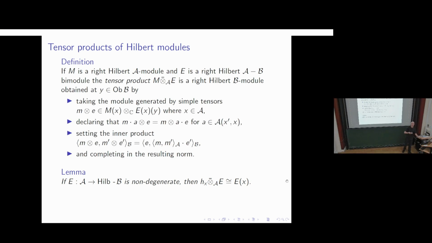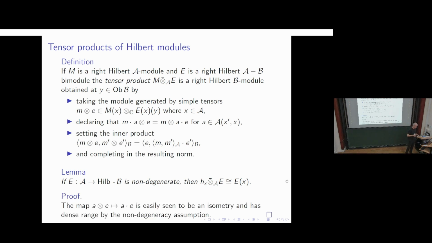Okay, so the first lemma of the day is that if you have a right Hilbert AB bimodule which is non-degenerate, and you let the module M be a representable A module, then this just returns the value that your bimodule takes on the object X. How do you show that?